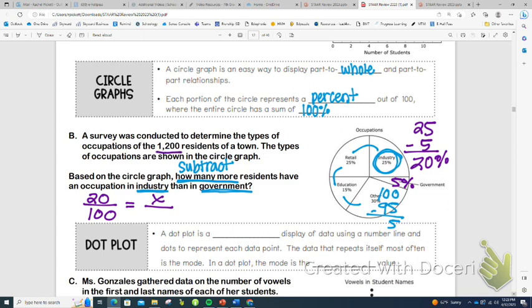The only way for you to know the total is if you read the question. And the question tells us that there are 1,200 residents. So that's our total. Now to go from 100 to 1,200, we multiply by 12. So we're going to do the same thing to 20. And if we do 20 times 12, that gives us our final answer of 240. All right, we've only got one more type of graph to look at, and that is going to be the dot plot.